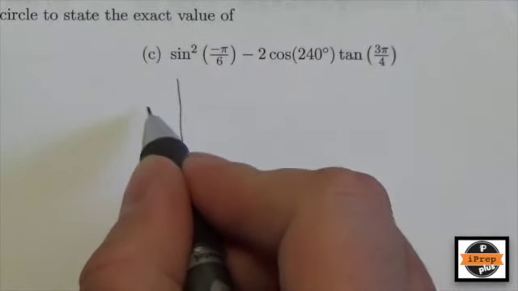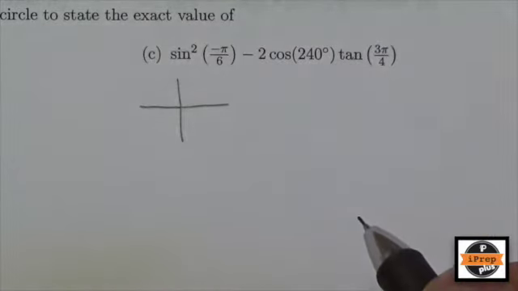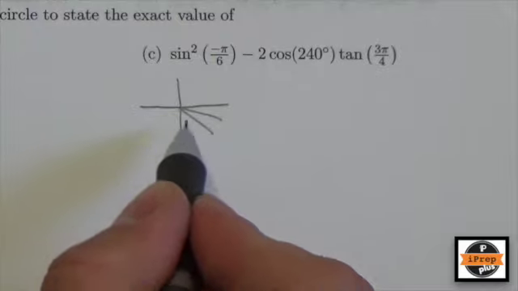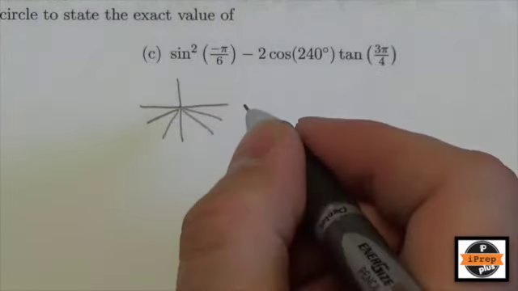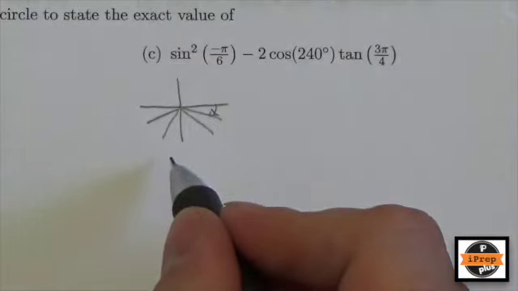Okay, so first of all, let's take a quick look at negative pi over 6. Negative means I'm rotating clockwise. Pi over 6 means that I'm dividing pi, or the bottom half of the circle, into 6s, and actually only going 1. So it's going to leave us in quadrant 4.